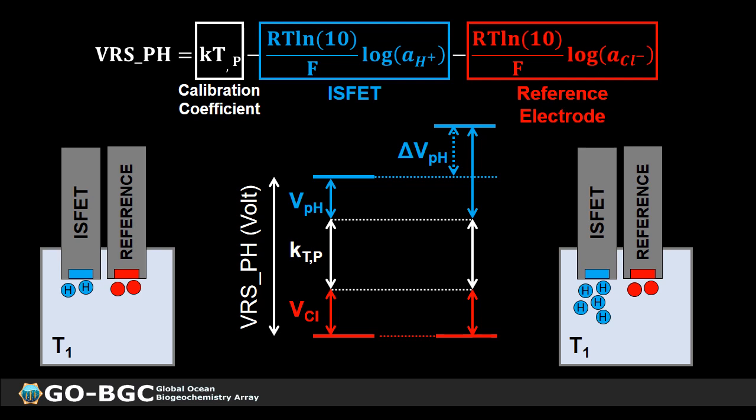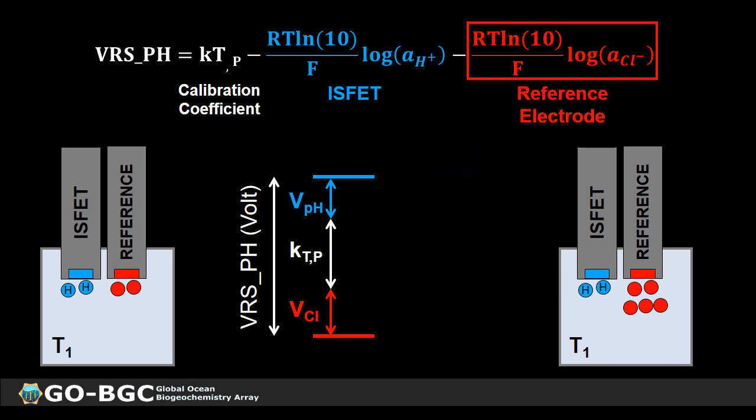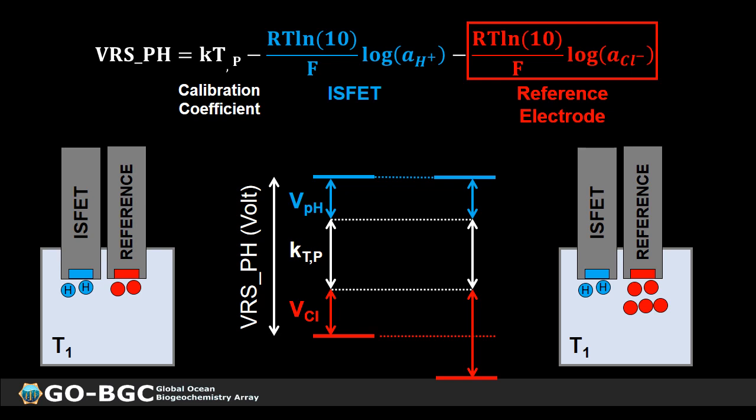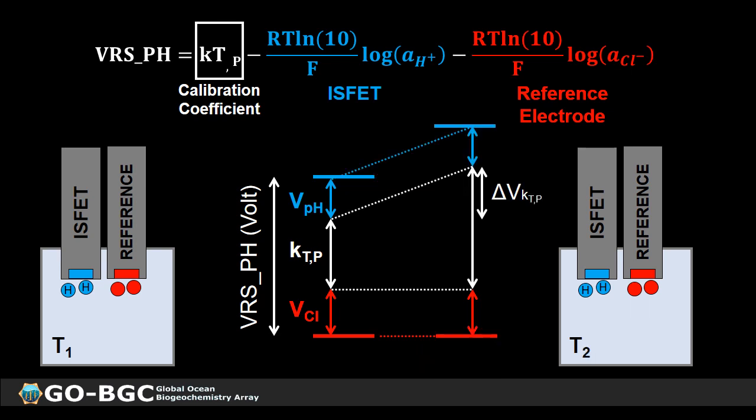We can also observe a change in the overall measured voltage by changing salinity. So now here we have the same pH, but different salinity, shown in the red circles. Again, the blue arrow component, the pH component, and the calibration coefficient component stay the same, but the red arrow, or the reference electrode component, changes. This is due to a change in salinity, or change in chloride. So you can also observe a change in the voltage by just changing salinity. You can also see a change in voltage if pH and salinity stay the same, but you have a change in temperature or pressure, because the white arrow, or the calibration coefficient, changes, shown in the different lengths of the white arrow.